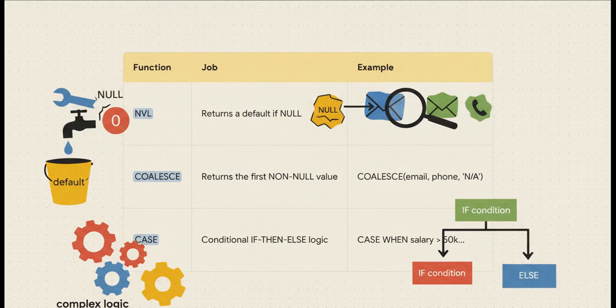NVL is the simple way to swap in a default value, like turning a null salary into a 0. Coalesce is even more powerful. It scans through a list of columns and just gives you the very first one that isn't null. And case? Well, case is your full-blown if-then-else logic, letting you build complex business rules right into your query.